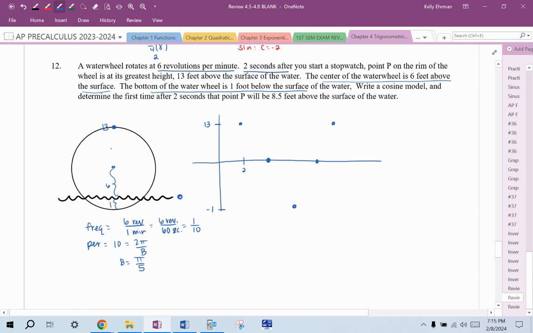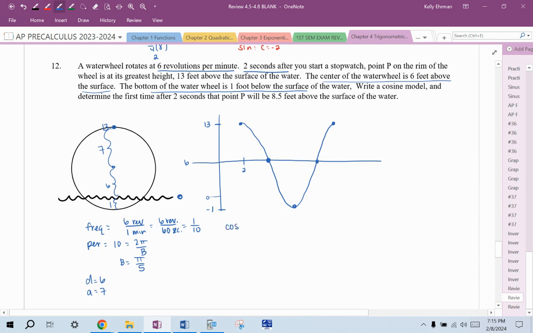Okay, and then we've got a distance of 7 for A, but this height here, we're at 6 feet above the water level, right? Because here's 0. Okay, that checks out. There's 7 units above 6 and 7 units below 6, so that is correct. So our midline is 6, our amplitude is 7, and we have a cosine curve already graphed.